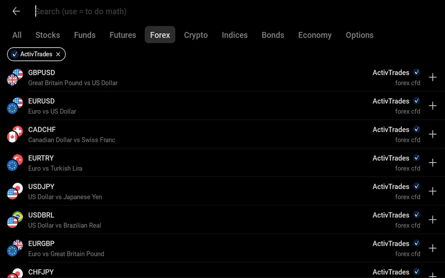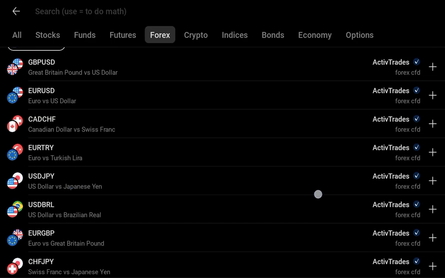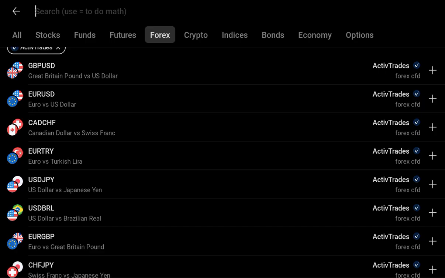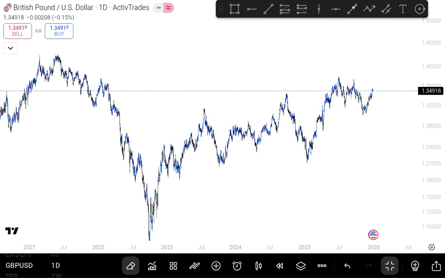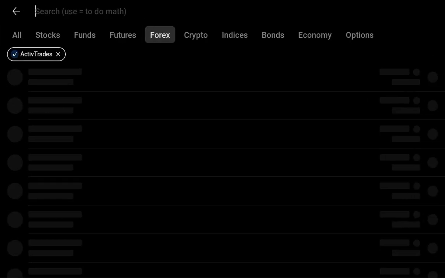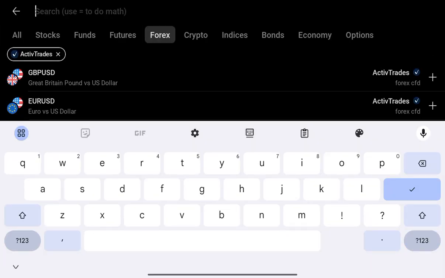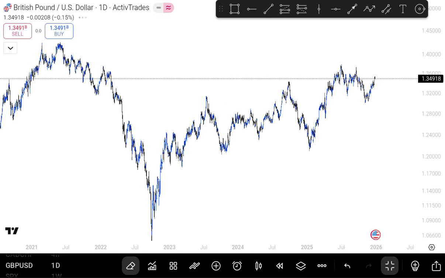Okay, so we want to continue on our market structure where we stopped in the last class. Today we are going to be looking at the market structure on the chart. We can decide to make use of GBP USD.